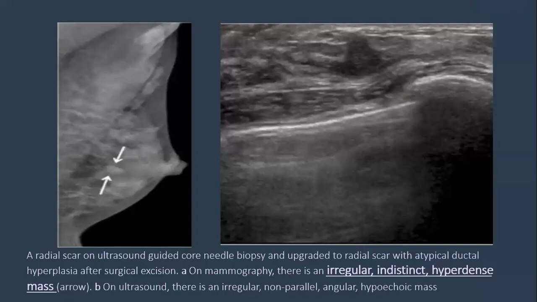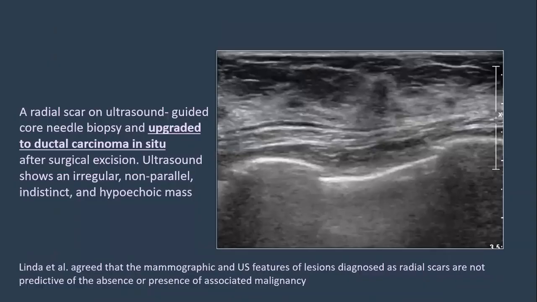And this is another radial scar that looks like a mass. It is seen as an indistinct hyperdense mass on the mammography and an irregular hypoechoic mass on ultrasound. So it can simulate malignancy, but typically it is usually seen like this. See, this is radial scar.